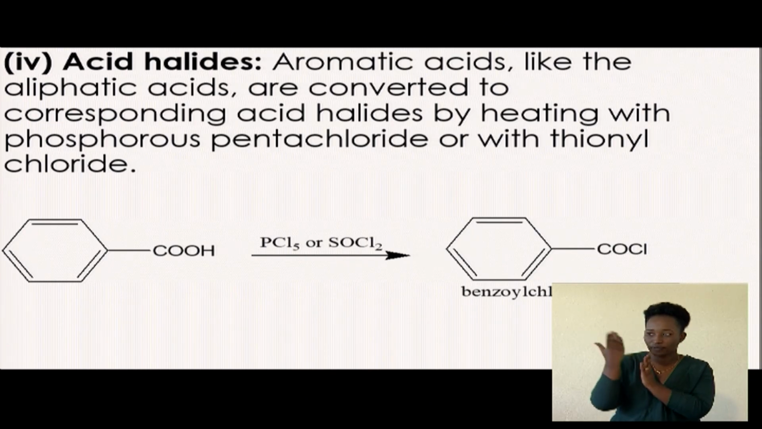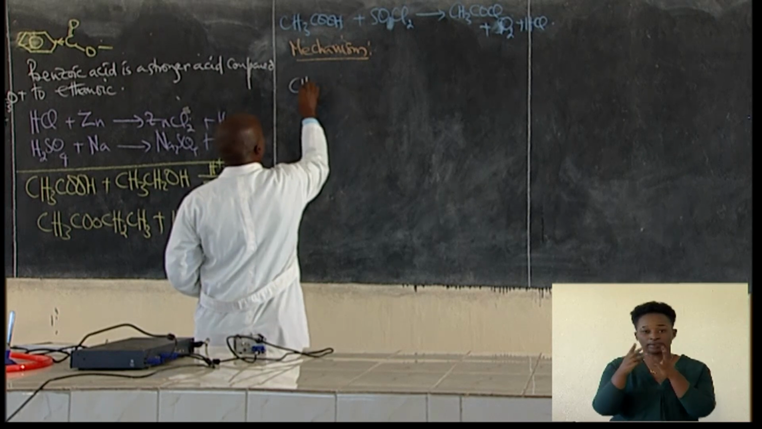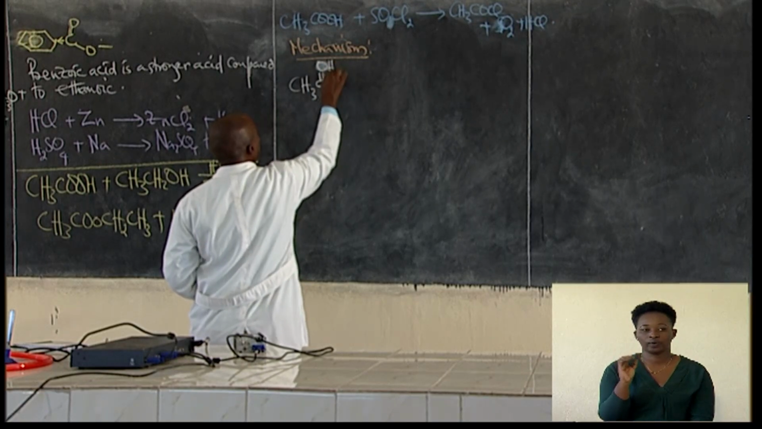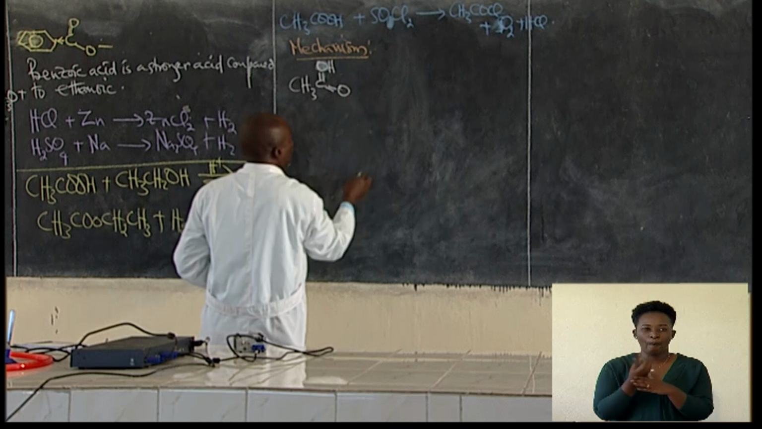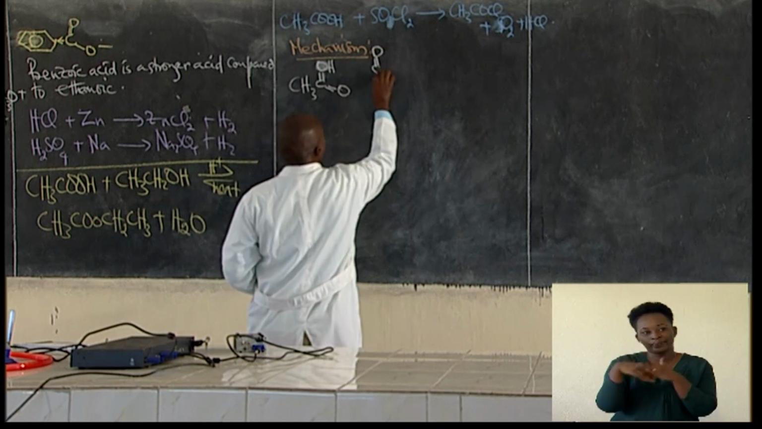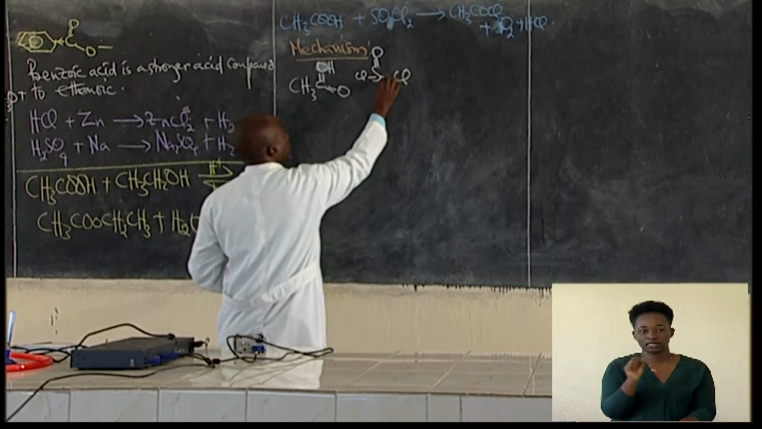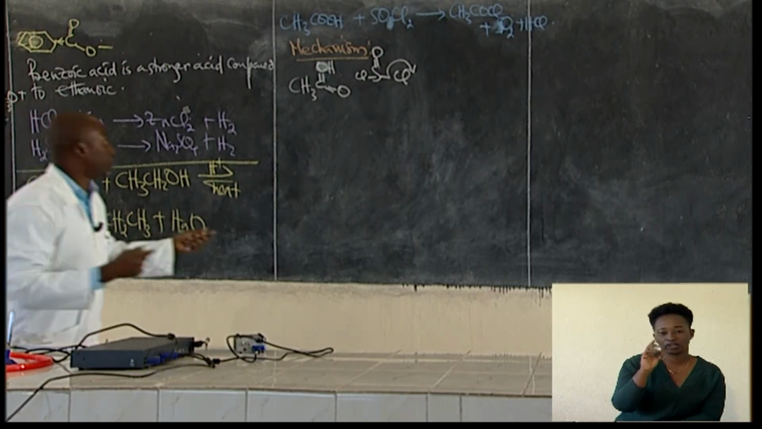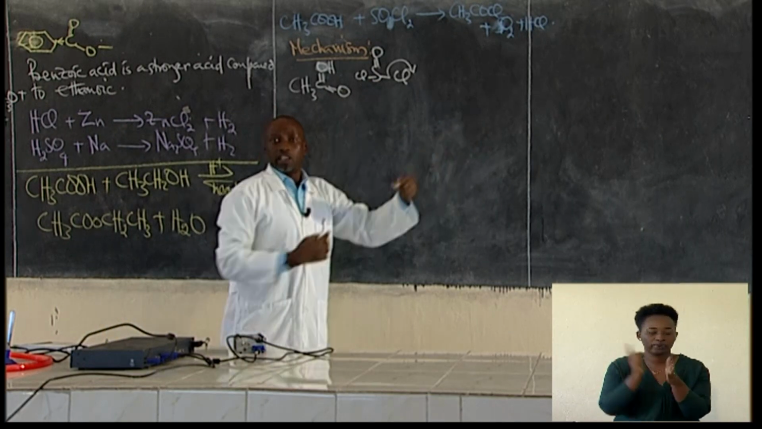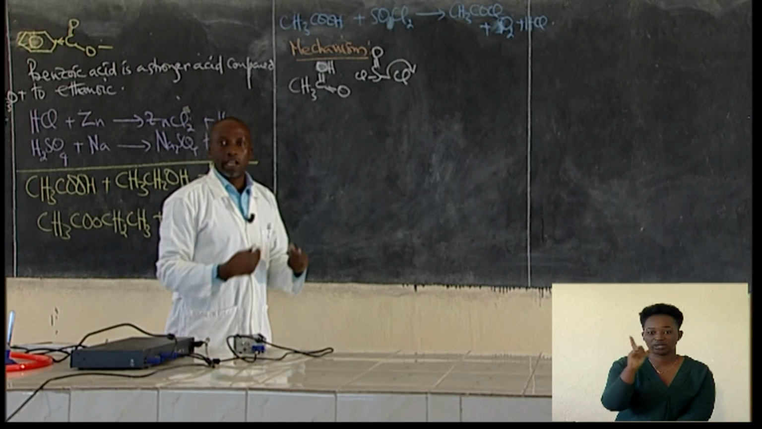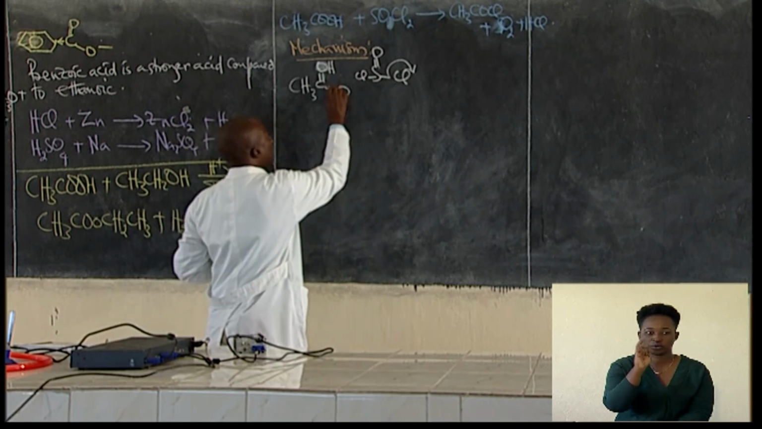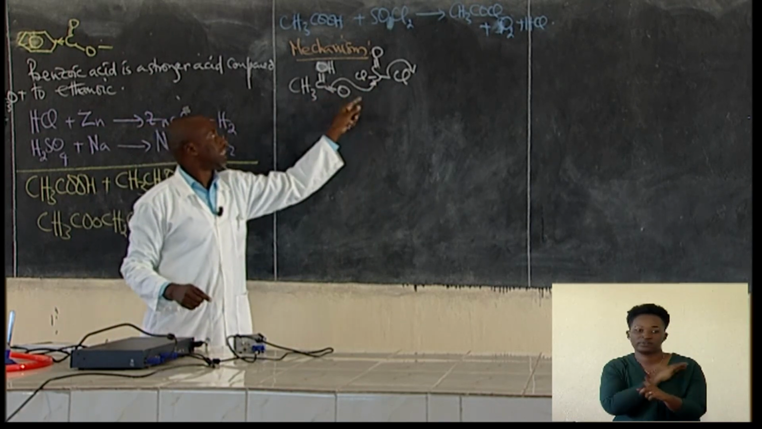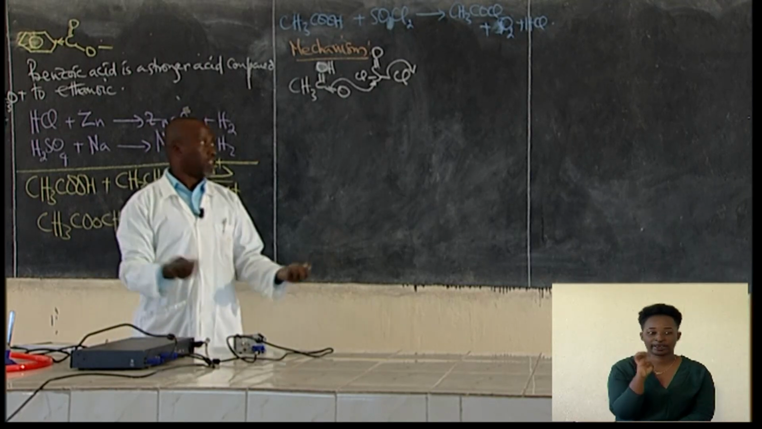So the mechanism here, you'll have CH3COOH. This is the double bond, the oxygen. Then you have the sulfur, chlorine. This is chlorine. So the chlorine is more electronegative. If it is more electronegative, what does it mean? That this chlorine is pulling the electrons towards itself. And as it pulls the electrons, this one forms a partial positive charge. And the electrons within here, there is high electron density, so they will attack that sulfur with a positive charge.